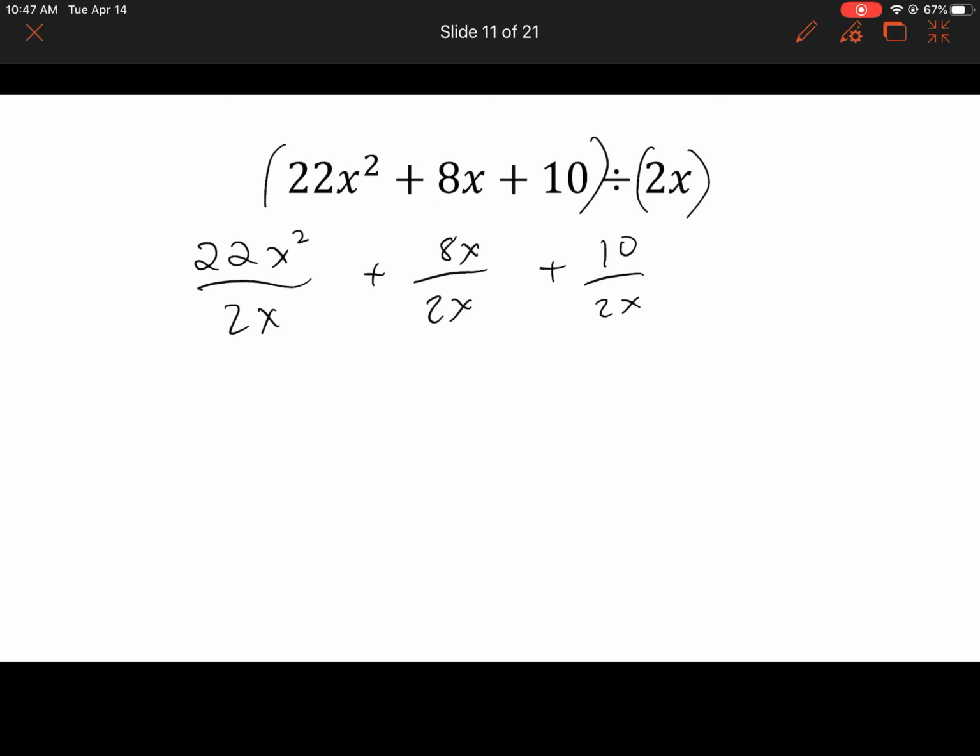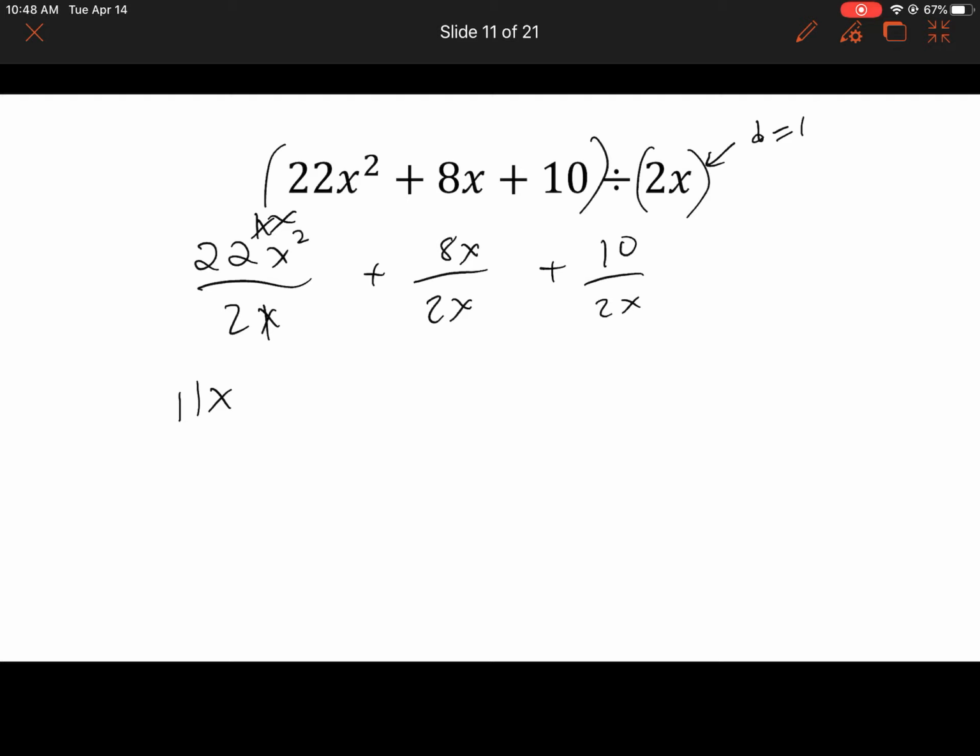Okay. So 22x squared divided by 2x plus 8x divided by 2x plus 10 divided by 2x. Because we have a degree of 1, our remainder, if we have one, can only be of degree 0, meaning that it can only be a constant, just a value without an x next to it. Okay, 22x squared divided by 2x. Well, first divide the numbers. 22 divided by 2 gives me 11. X squared divided by x. Well, there's two x's on top and one x at the bottom. Only one of them cancels out, so we get 11x.